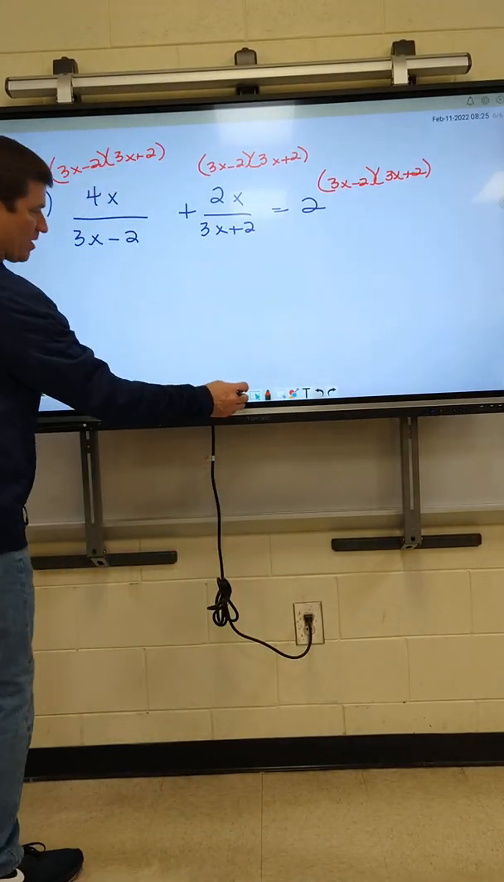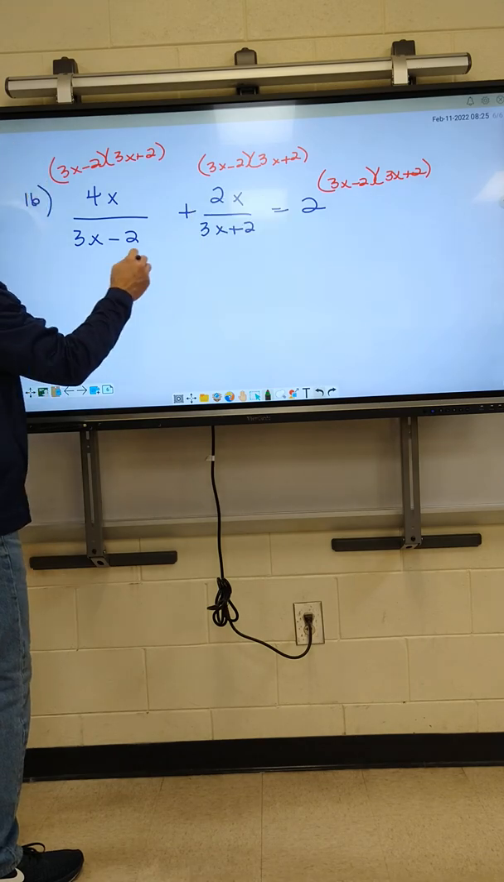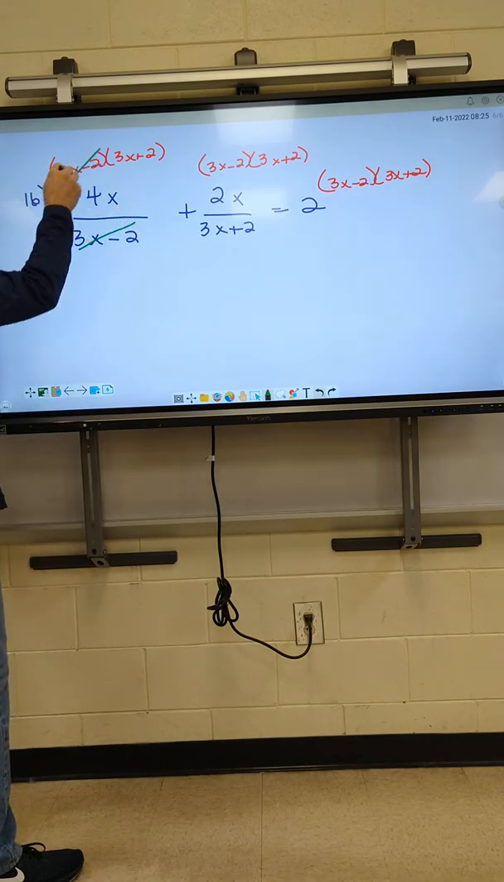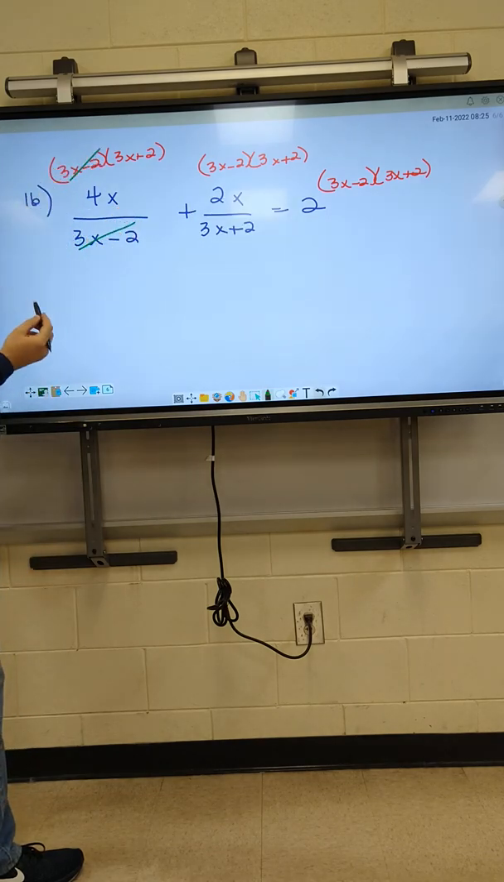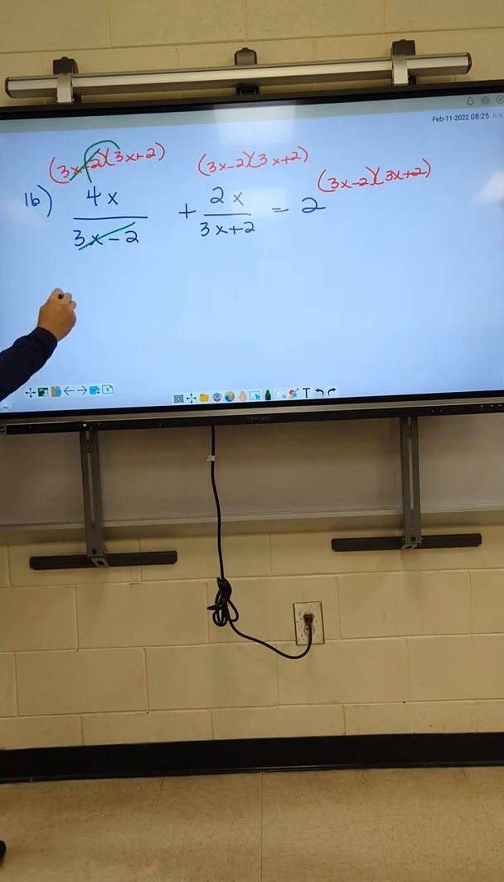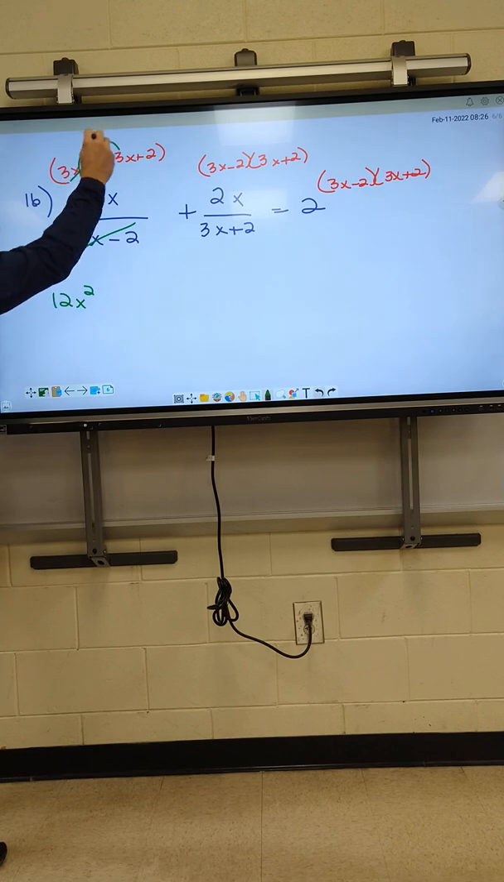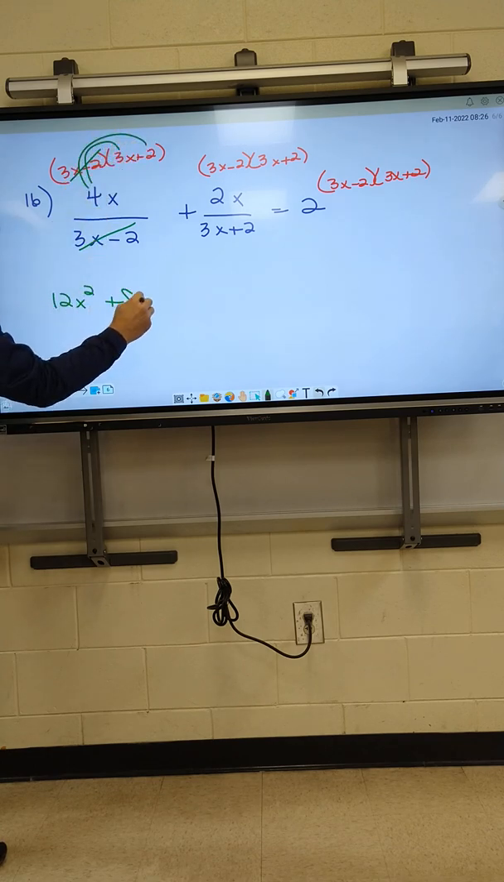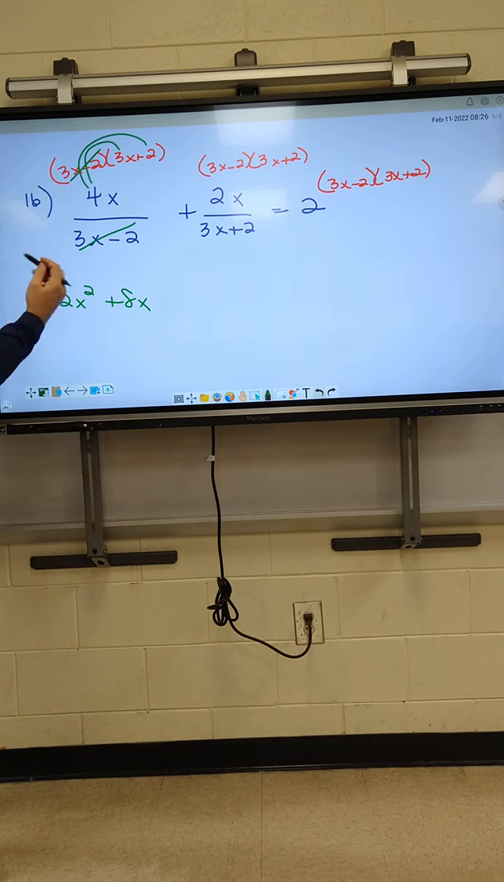All right, what cancels out on the first fraction? Let's look at it. I can cross out 3x minus 2. All right, watch. When you bring this down, you got to distribute these two. That's going to give you 12x squared. Distribute these two. That's going to give you 8x. Everybody good where I got that from? Go to the next fraction.